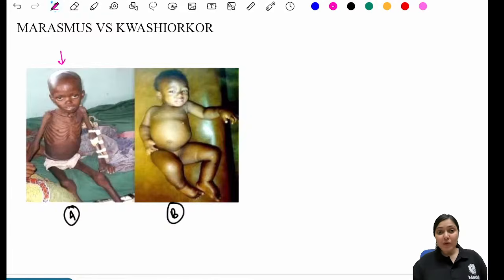There is no subcutaneous fat. This child is sitting alert. If you offer food to this child, he will eat a lot. If a normal child at this age has one chapati, he is going to have 4 or 5 chapatis, a very voracious appetite. On the other hand, look at this child.